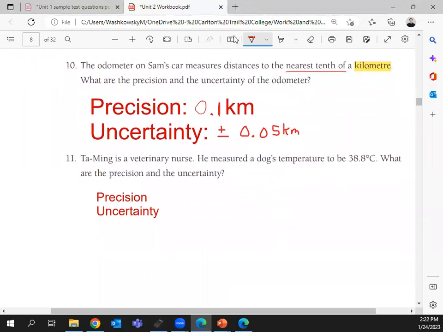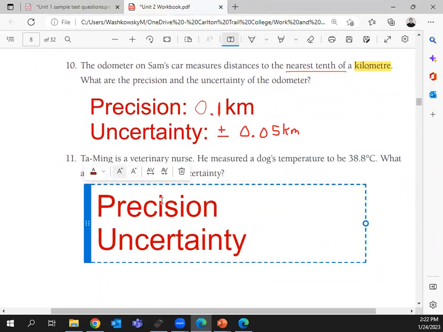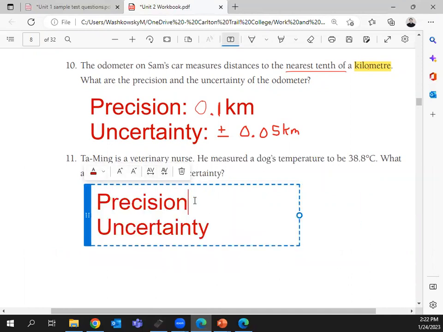And then finally, for question 11, what's my precision there? Degrees? Yep. So that's my unit. And then what's my smallest position? The tenths, right? So it's the tenths, it's after that decimal.